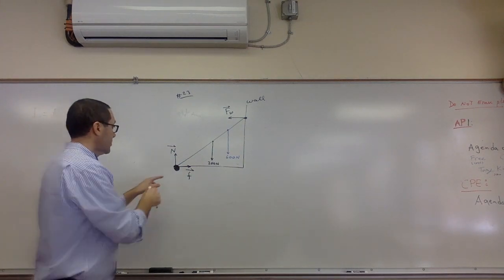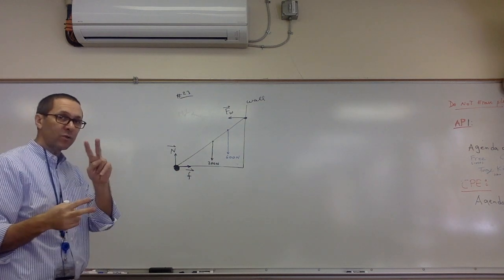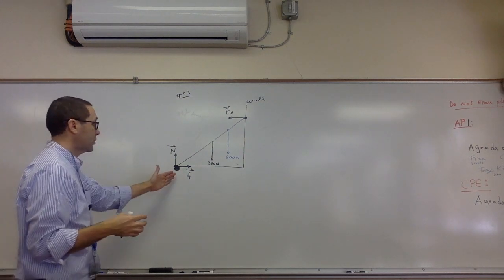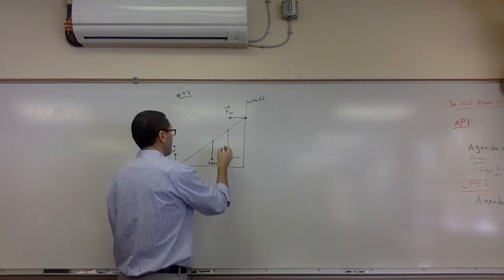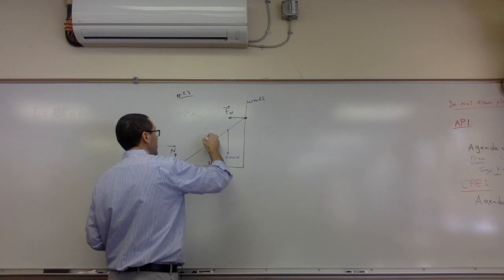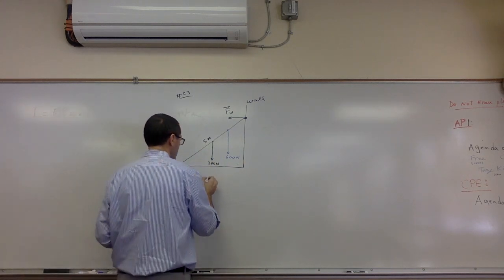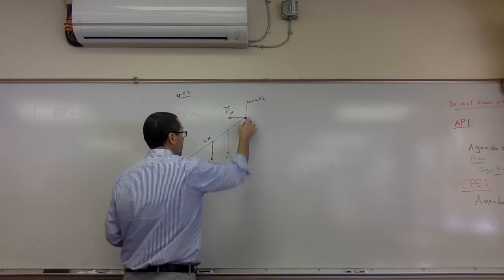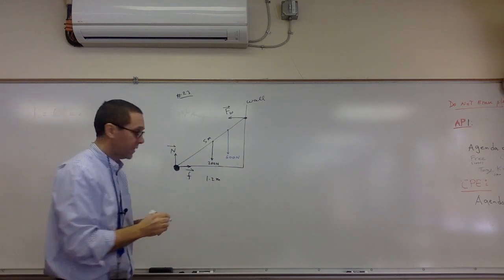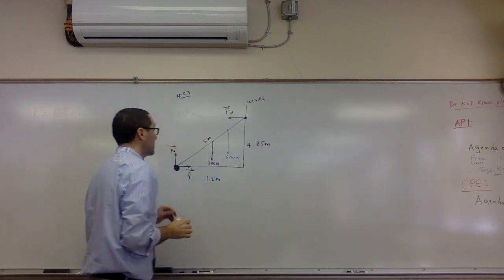And the reason for that is because when I pick this point as my axis of rotation, I'm technically getting rid of two forces that don't do any torque. So I'm going to pick this point here. So let's try this. This distance here is 5 meters. And the bottom distance is 1.2 meters. And if you do Pythagorean theorem, I think you can figure out that that distance is about 4.85 meters. That's going to come in handy.